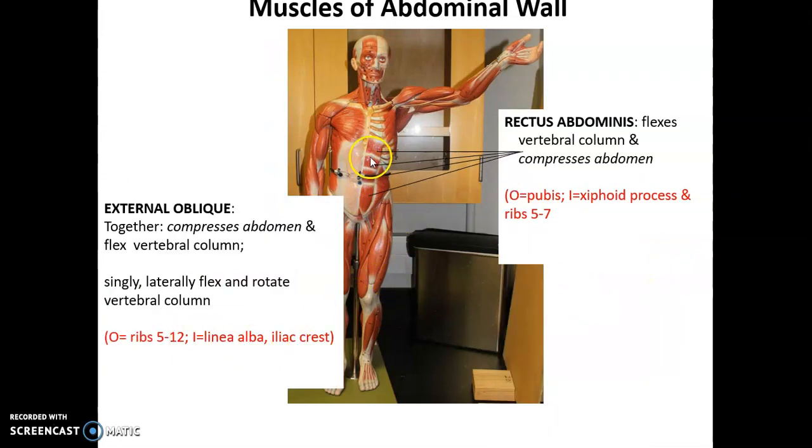And their actions: rectus abdominis, when it contracts, helps to flex the vertebral column, so it allows you to bend forward, bend anteriorly, or bow. It also can compress the abdomen, put pressure on the abdomen.